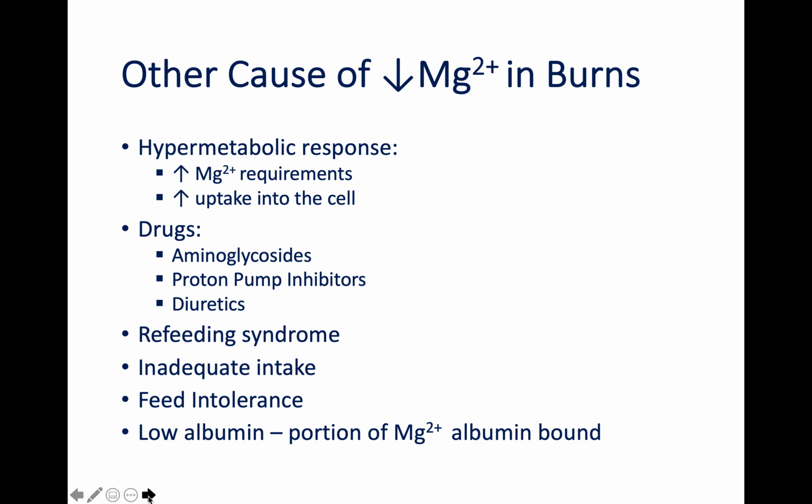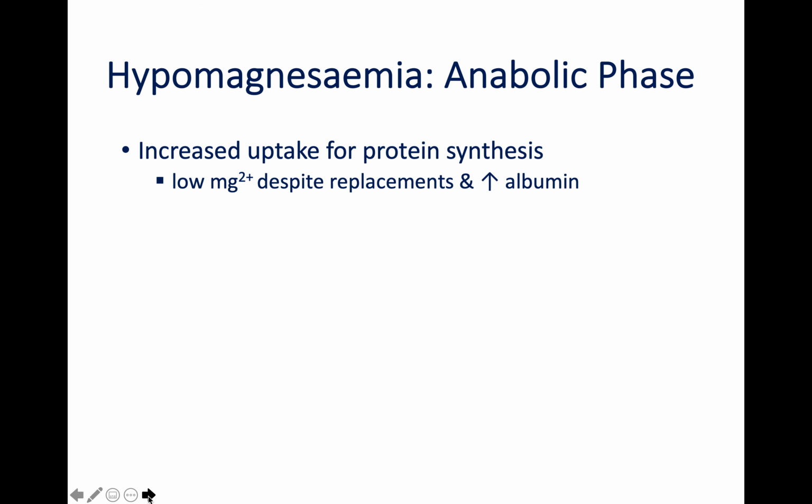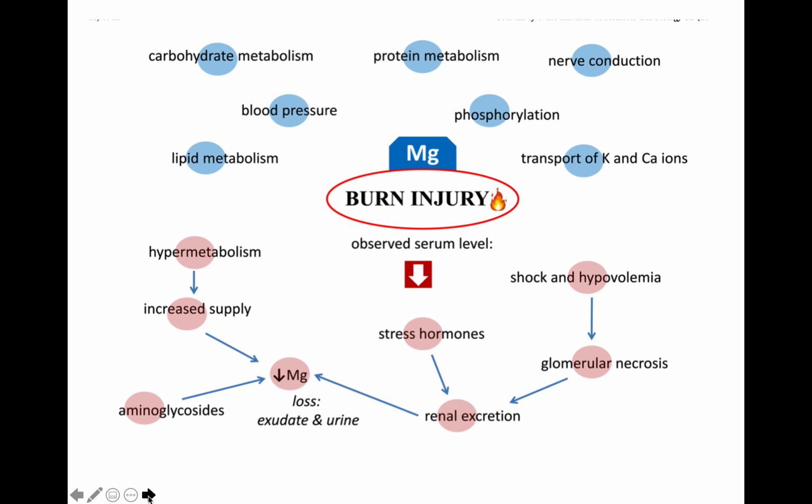And patients with low albumin may present as hypomagnesemia as well, because a portion of the magnesium is albumin bound. So in patients with a low albumin, it may reflect as hypomagnesemia on the blood results. In the anabolic or flow phase of the hypermetabolic response, patients may have increased uptake of magnesium for protein synthesis, and this can present as patients with persistently low magnesium despite aggressive IV magnesium replacements and an increasing albumin. So with those patients, you just need to keep replacing the magnesium and keep monitoring the magnesium as well.